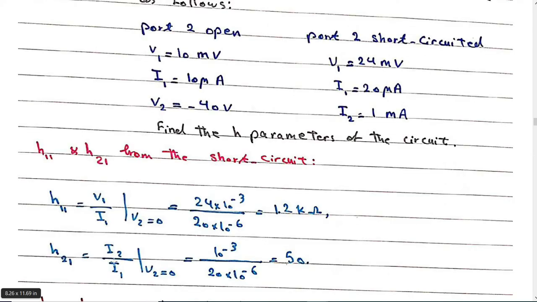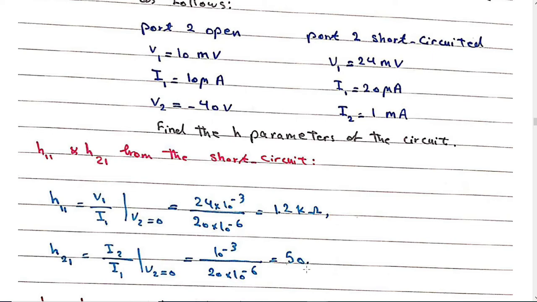H21 is I2 divided by I1 when V2 is 0. Again, because V2 is 0, we use this set of measurements. We have the value for I1 and the value for I2. So I2 divided by I1 will be 50, no units, because both are currents. So H21 will be 50.